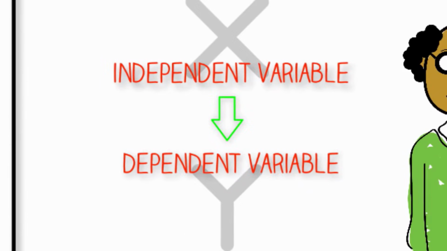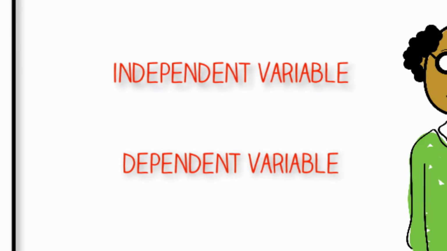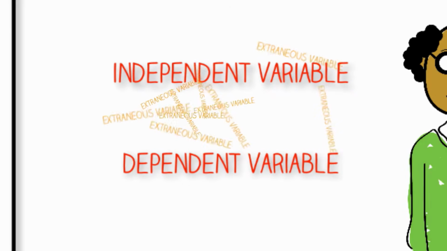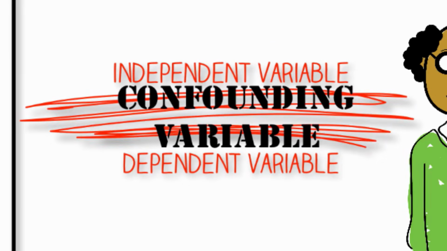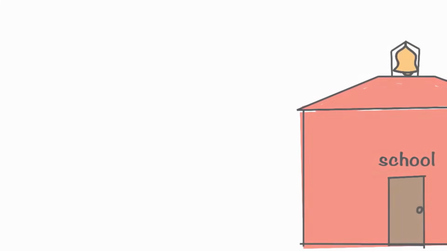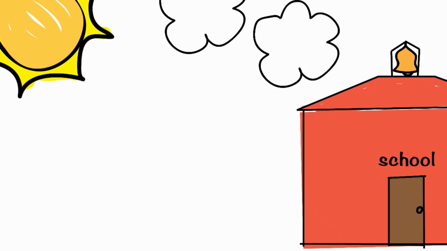But alas, life and experiments are rarely perfect. Extraneous variables are often present in an experiment and may or may not compromise the validity of the experiment. An extraneous variable that affects the validity of an experiment is referred to as a confounding variable. Now, to better understand what I mean, let's take an experiment that's been done in grade schools for generations. Let's see whether sunlight makes plants grow.